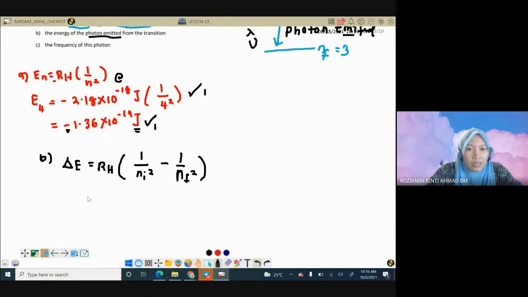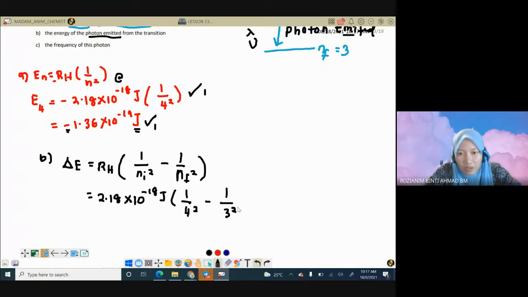Okay. So we substitute the data, RH constant in joule, 2.18 times 10 to the power of a negative 18 joule times 1 over N4 to the power of 2 minus 1 over 3 to the power of 2. Okey, tolong saya tekan calculator. Danish. Ahmad Danish. Tolong saya kirakan. Ya, madam, sekejap. Okey, tekan je.